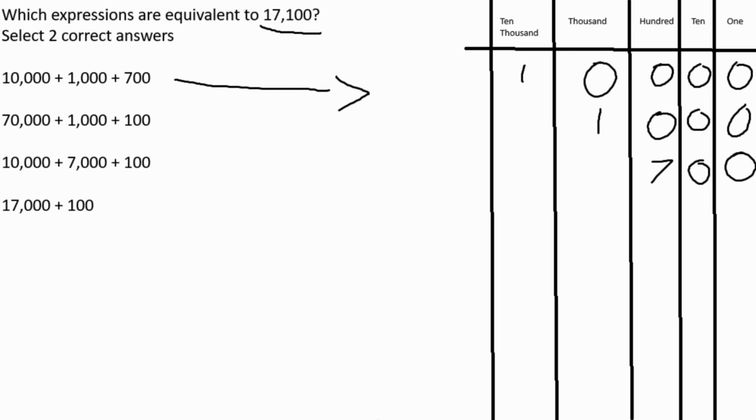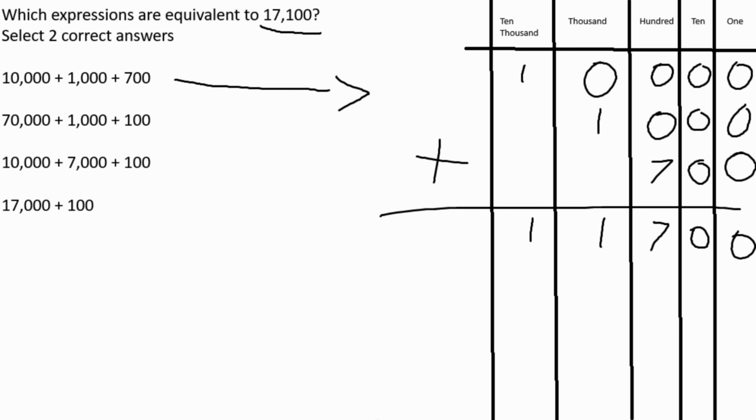We're going to add all these numbers together, okay? So make sure you're solving this alongside me. I'm going to solve it, and we're going to get an answer of 11,700. Now, this is not equal to the number in our question.